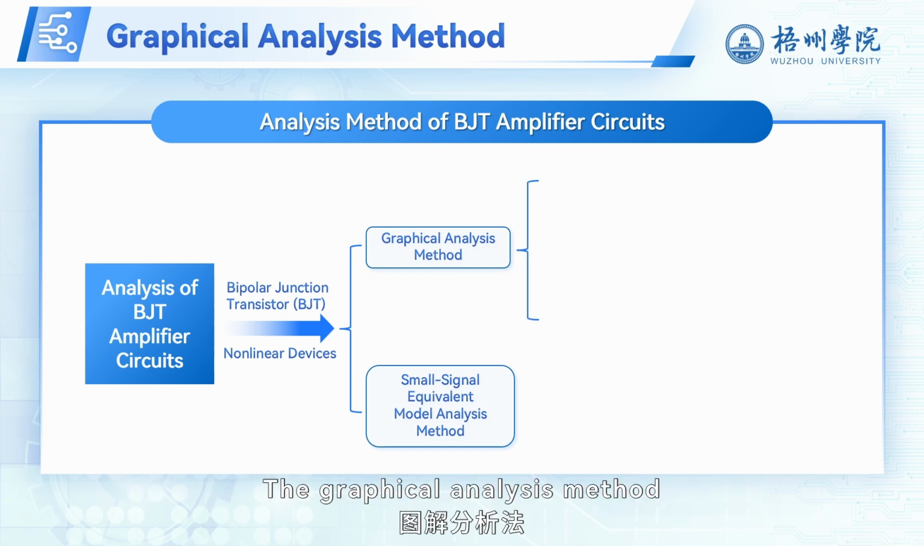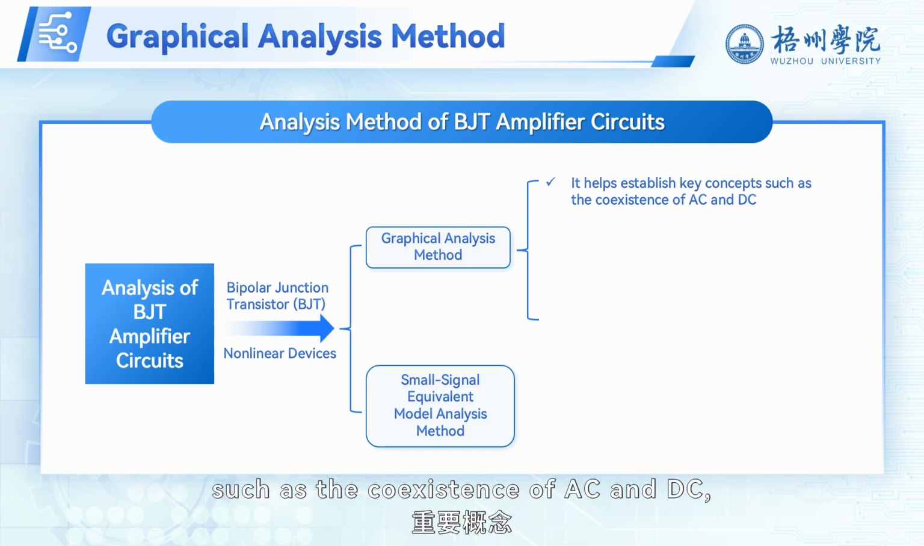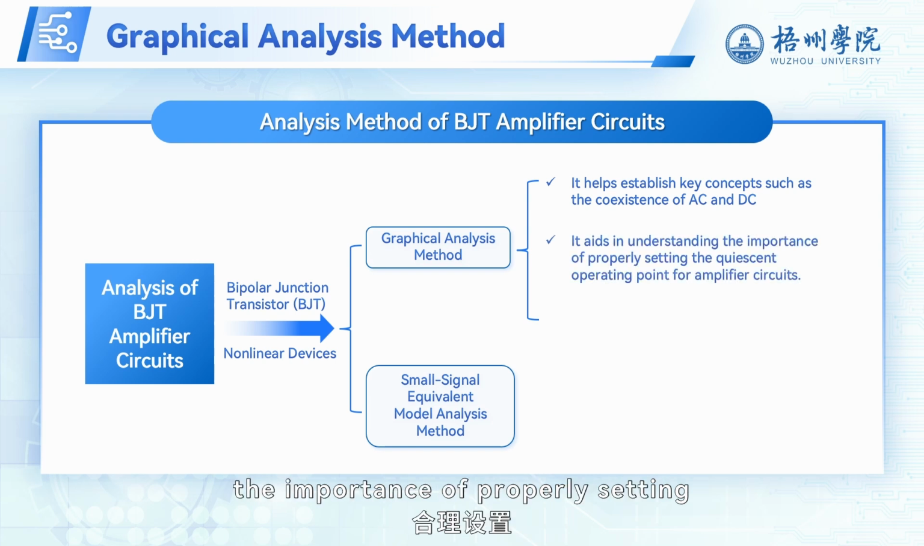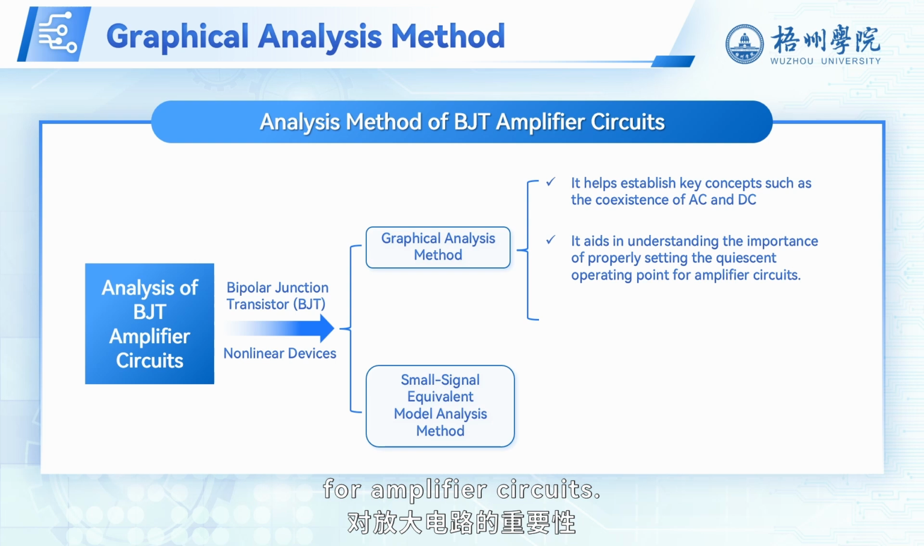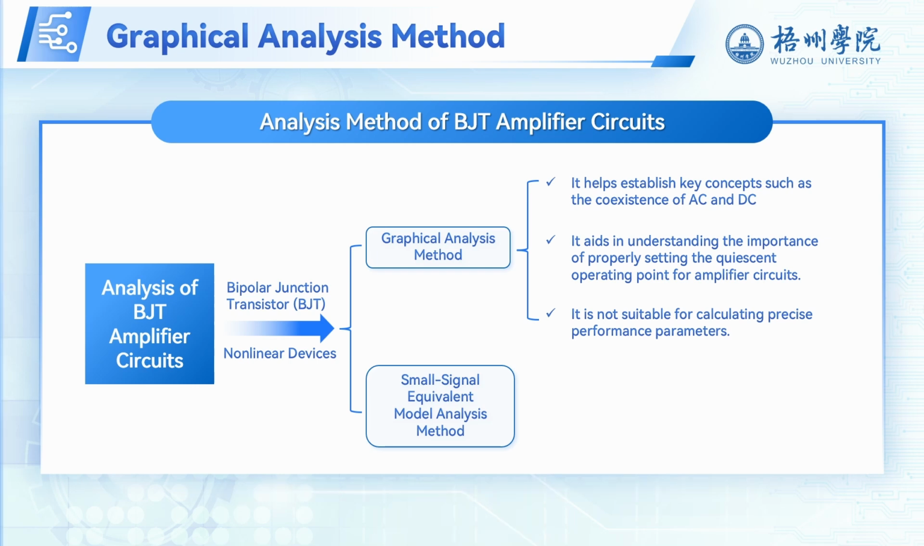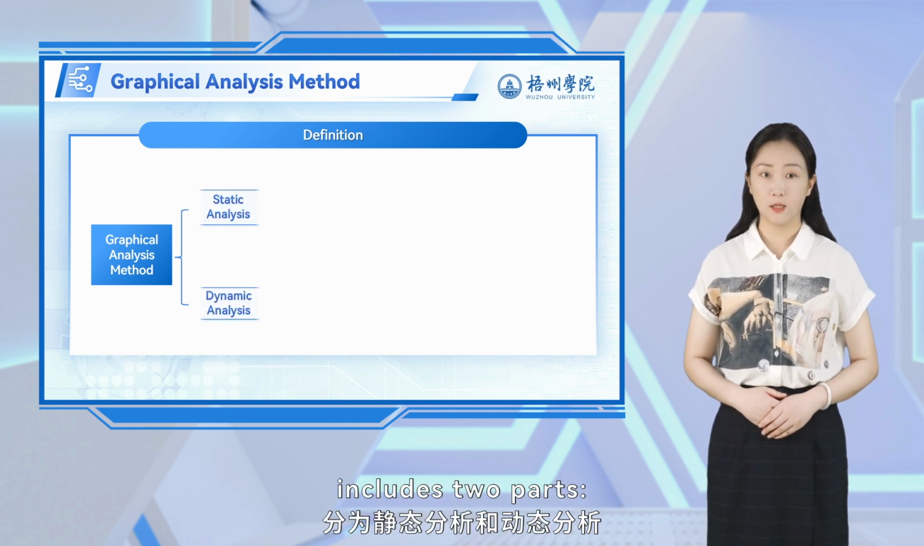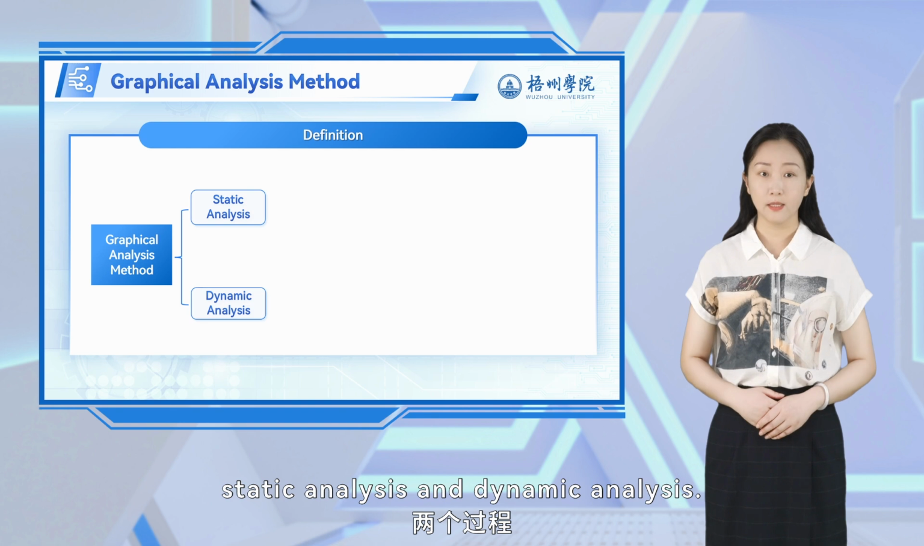The graphical analysis method helps establish key concepts such as the coexistence of AC and DC, and aids in understanding the importance of properly setting the quiescent operating point for amplifier circuits. However, it is not suitable for calculating precise performance parameters. Graphical analysis of bipolar junction transistor amplifier circuits includes two parts: static analysis and dynamic analysis.